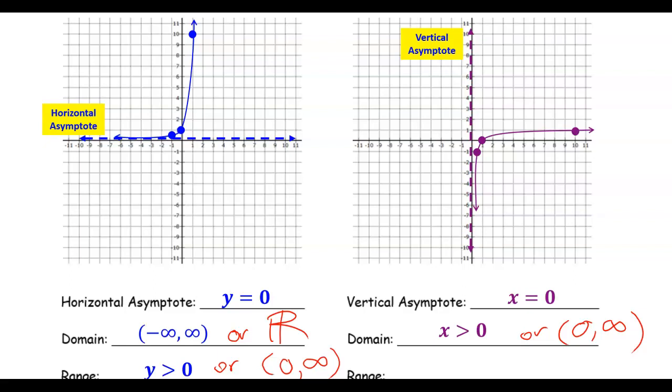And then my range, you can see it's going down forever. You can see that it's slightly increasing, but it is going up forever. So once again, that would be negative to positive infinity, or all real numbers. Again, you don't have to write both every time.